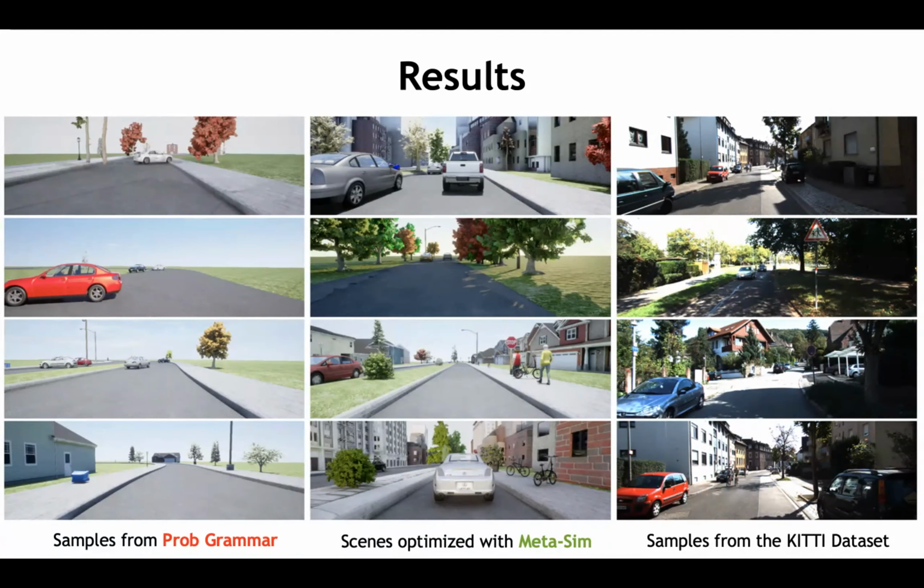So here are some visual results. On the left side are samples from this very badly initialized probabilistic grammar. In the middle are scenes optimized with MetaSim. You can see that it starts putting a lot more houses, a lot more trees, a lot more cars and objects. So it has learned a much better structure.